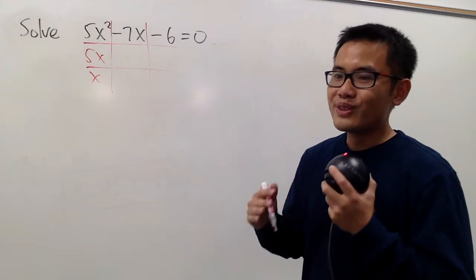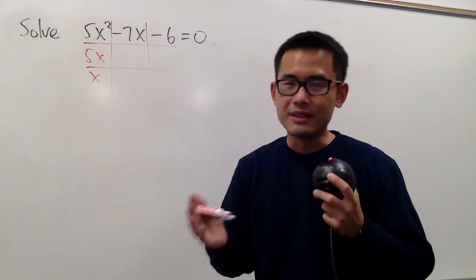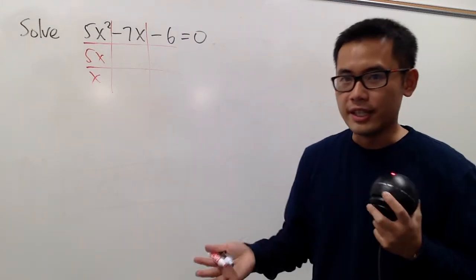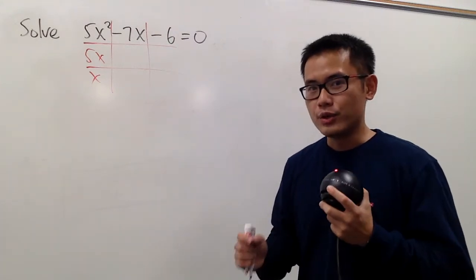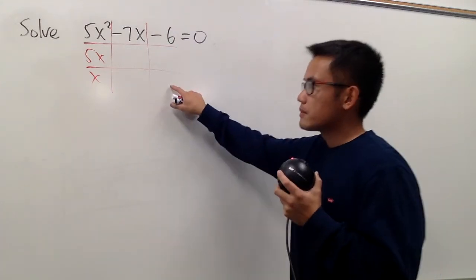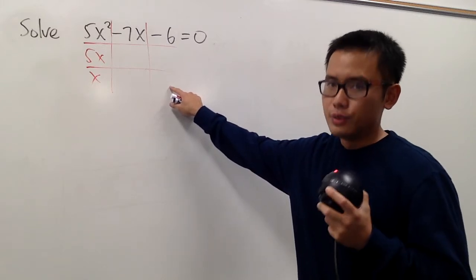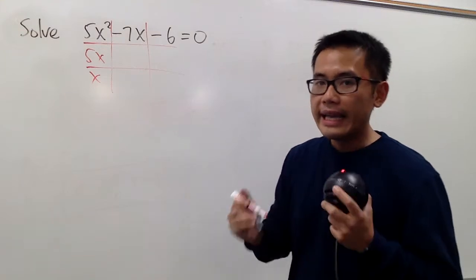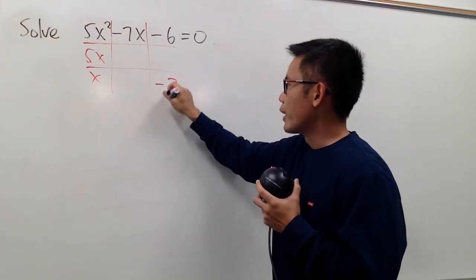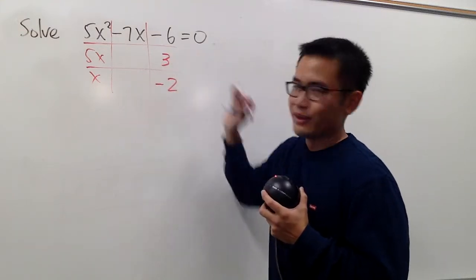And if you want to see how we can factor this out in detail, you can check out the link in the description. And let me just tell you guys the correct combination we're going to use. We are going to use negative 2 and 3. We know negative 2 times 3 is equal to negative 6. And we will put down negative 2 right here and positive 3 right here.